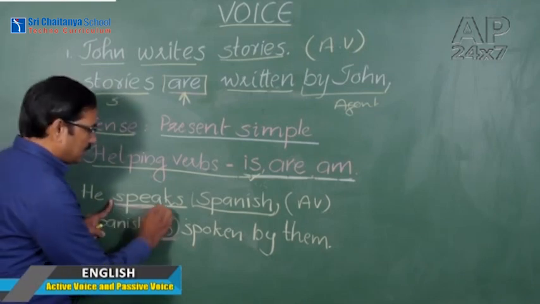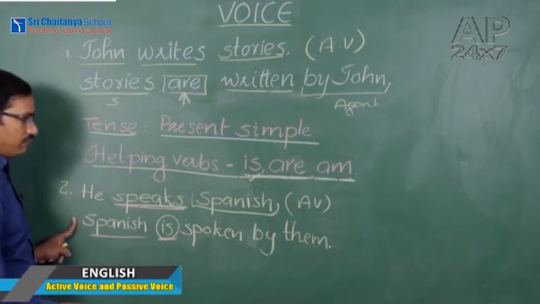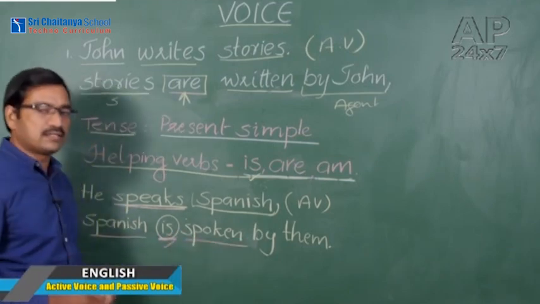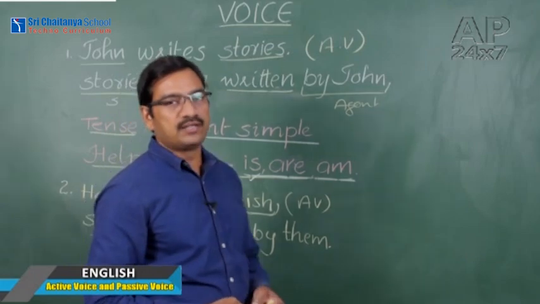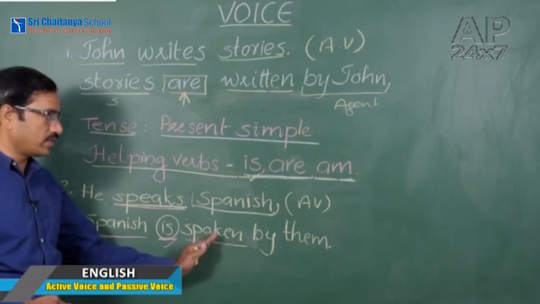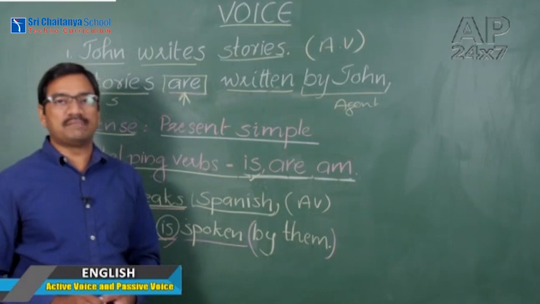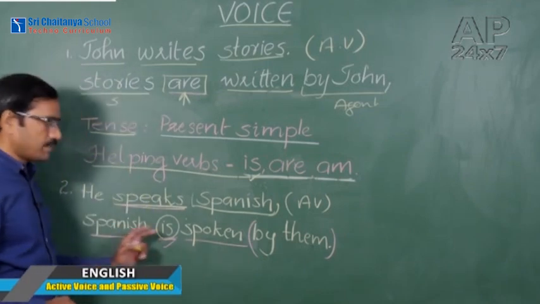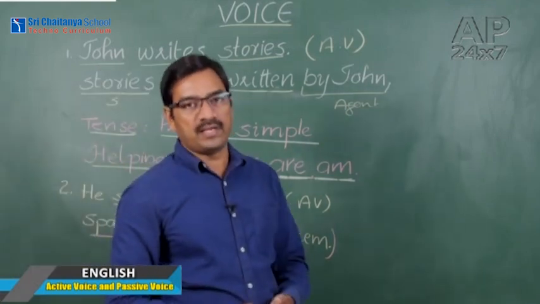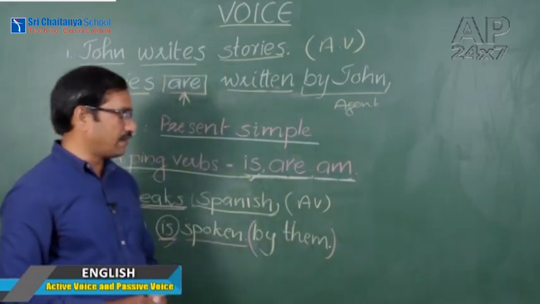So based on the simple present tense and based on the subject, we take is as the helping verb. Now speak, spoke, spoken: verb 1, verb 2 and verb 3 form. So Spanish is spoken by them. Even if we remove this agent, we know the meaning is complete for the sentence: Spanish is spoken. So the agent we may use or we may avoid depending on the requirement, or if it is understood we can even avoid it.